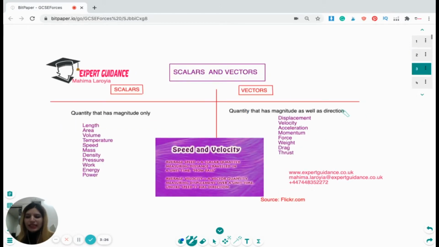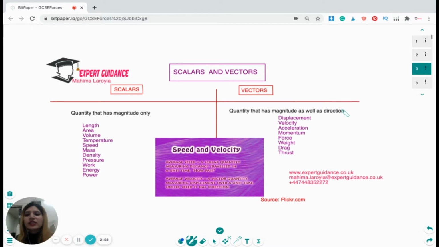Now, the first thing that you need to remember is what are scalars and vector quantities. We need to know the definitions of them and a few examples of them. Now, in the exam, they can ask you as a normal question, what are scalar quantities? Give examples. What are vector quantities? Give examples. Or they can give you different quantities and ask you to classify them into scalars and vectors. So you should know what are scalar quantities and what are vector quantities.